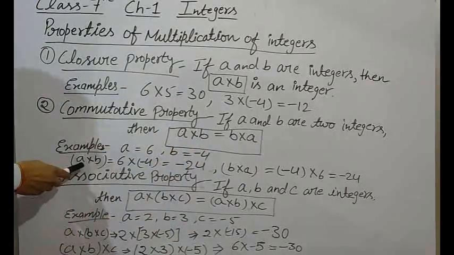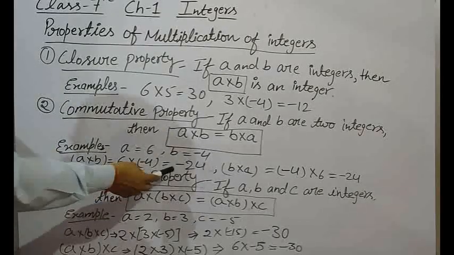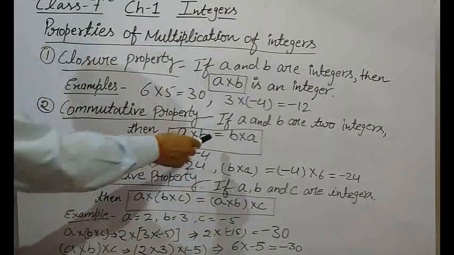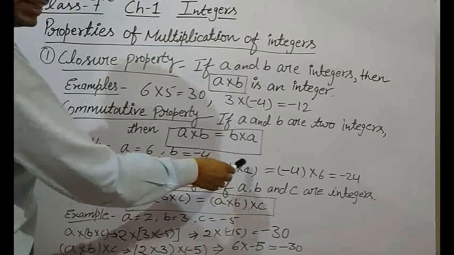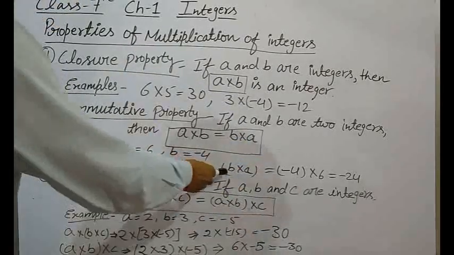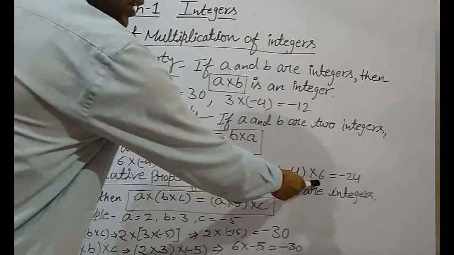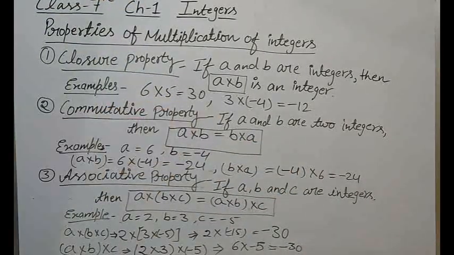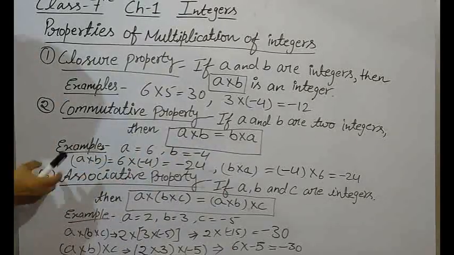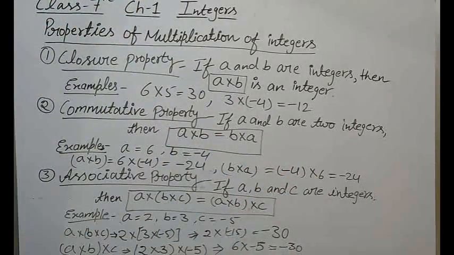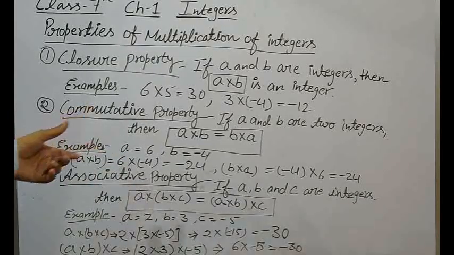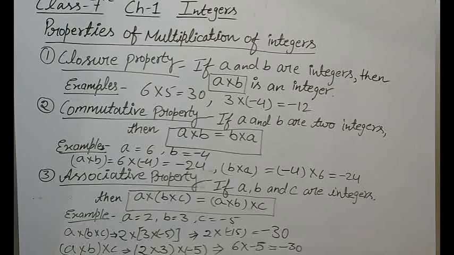So we first multiply a multiply b. After multiplying, we get minus 24. Then we interchange their places. We write b first, then multiply a. The value of b is minus 4 and a is equal to 6. After multiplying, we get minus 24. So see here, a multiply b is equal to minus 24 and b multiply a is also minus 24. So there is no change after multiplying and replacing their places. So it is the commutative property.